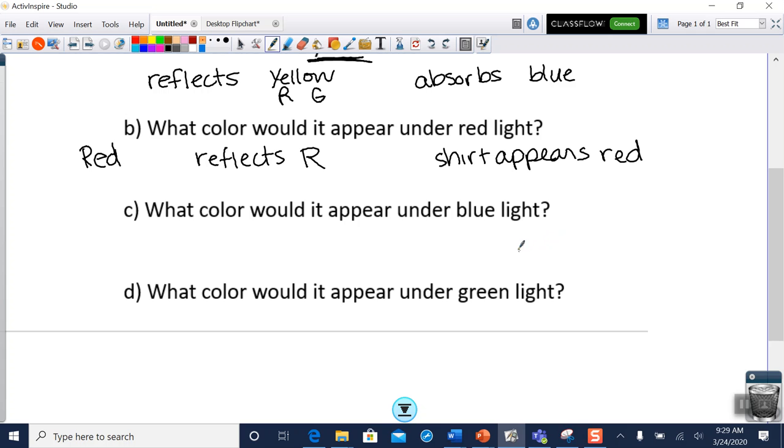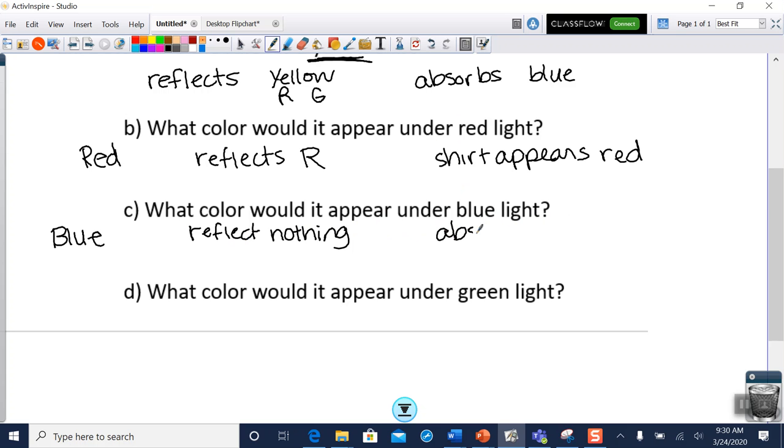Under a blue light, okay, so now the only light we have in the room is blue. So let's look up here at our rule. Is there any red light in the room? No. The only light is blue. So it's not going to reflect red. Is there any green light in the room? No. So what is it going to reflect? Nothing. The only two colors it can reflect are red and green, and the only light we have in the room is blue. So nothing is getting reflected, okay?